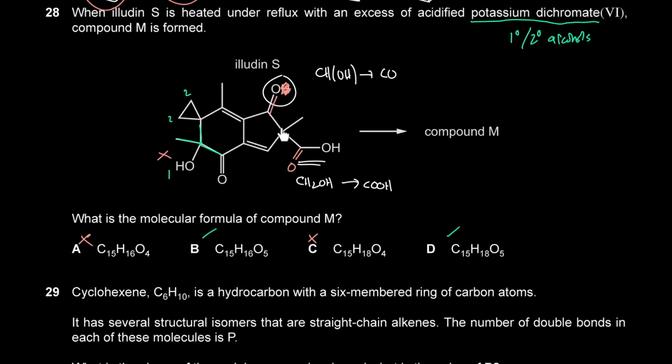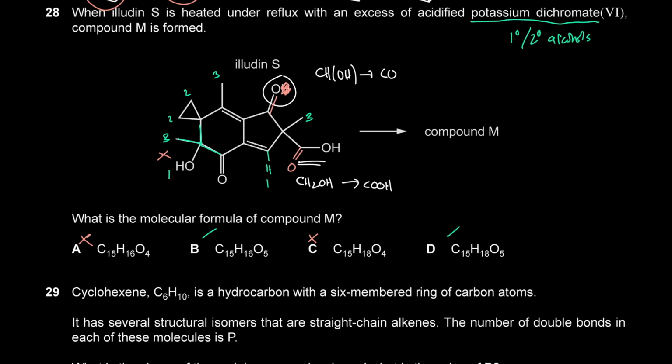We have none over here, we have none over here again. All of these carbons are shown with 4 bonds. We have a CH3 here, so we have 3 over here. We have a CH3 over here, so we have 3 over here. We have a CH3 over here, so we have 3 over here. This carbon is shown with 3 bonds, so we have 1 here, right?